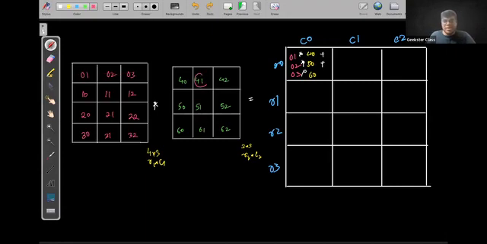So 0,1 into 4,1 plus 0,2 into 5,1 plus 0,3 into 6,1. So this is what we are going to do: 0,1 into 4,1, 0,2 into 5,1, 0,3 into 6,1, with addition in between. Is it clear? R0C1, how is it getting filled? Multiply each term and add the corresponding multiplications.